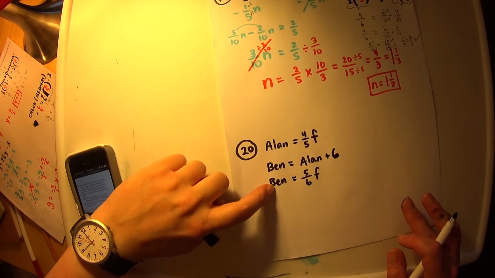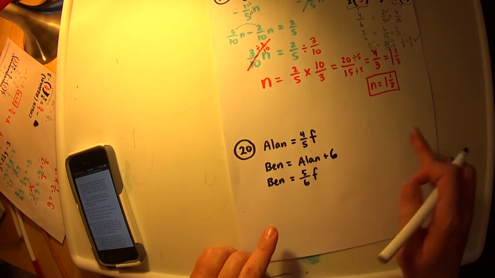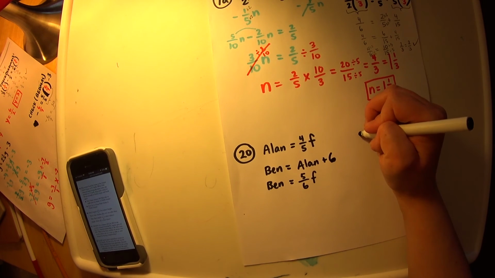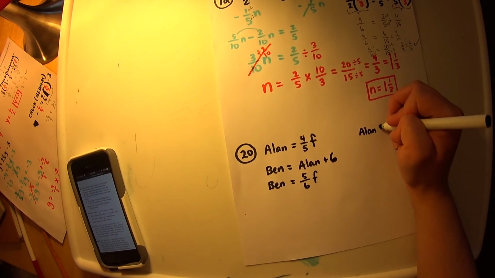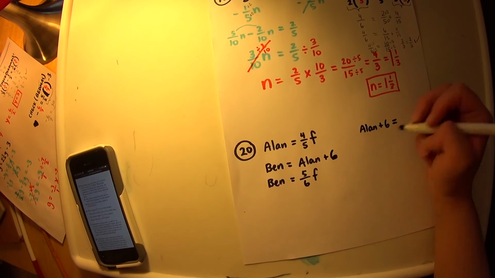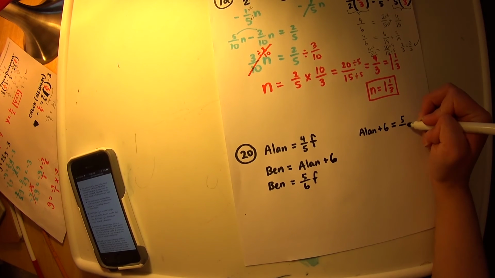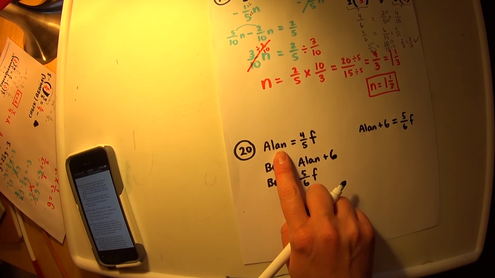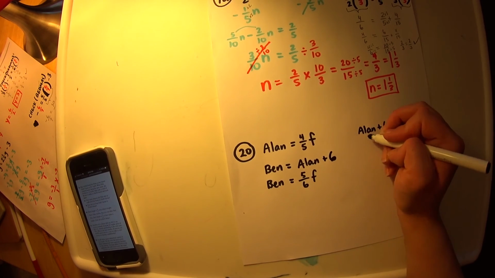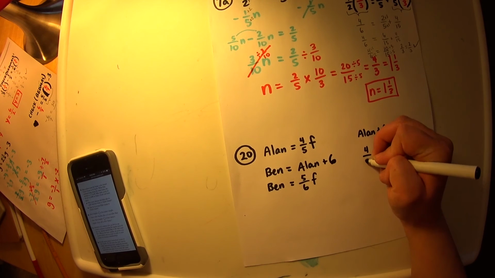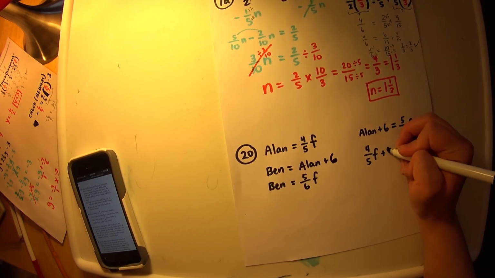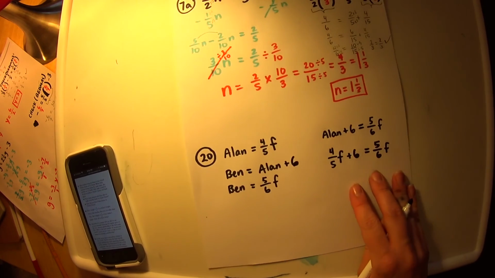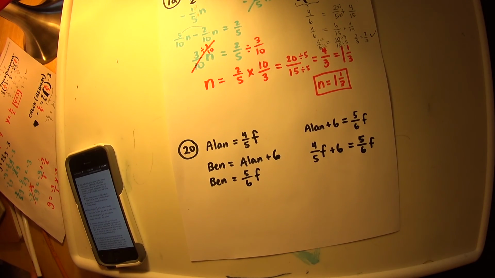So we've got two Bens here, so we're going to set up our equation with two representations of Ben's height on either side. So on one side, we can represent Ben's height as Alan plus 6. On the other side, we can represent Ben's height as 5/6 of his father's height. Okay, and then we also have the specifics of Alan, right? So we're going to replace this Alan, 4/5 F plus 6 equals 5/6 F. So there is our equation.